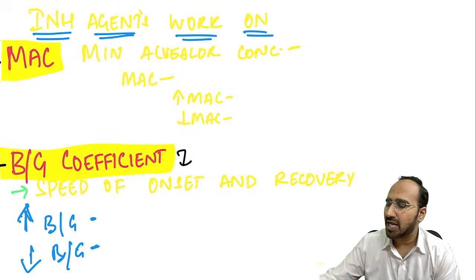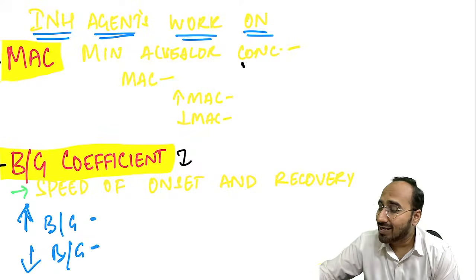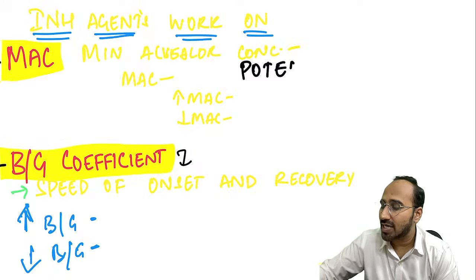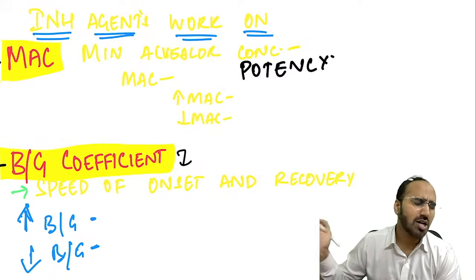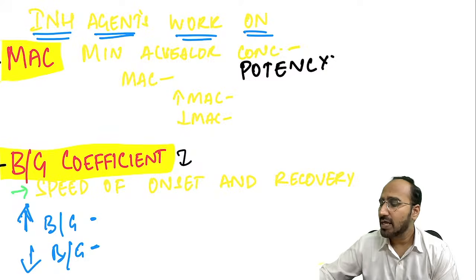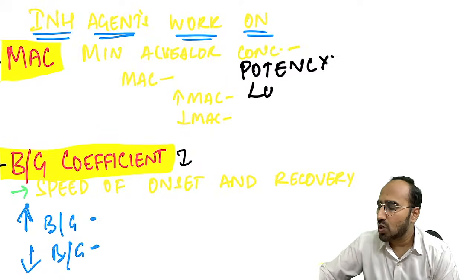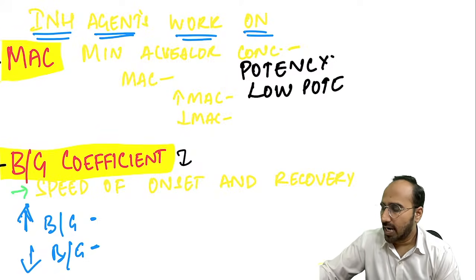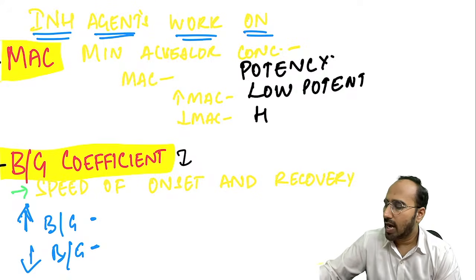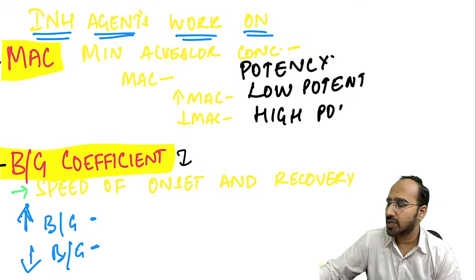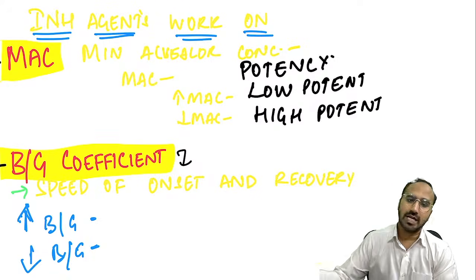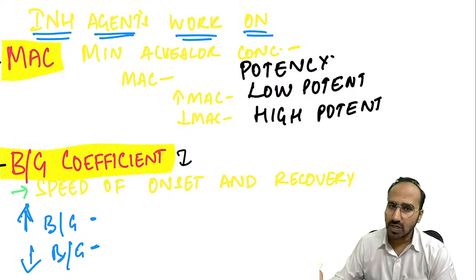MAC is nothing but minimal alveolar concentration. MAC indicates the potency of the inhalational agent. But MAC and potency are always opposite. What does it mean? High MAC equals low potent and low MAC equals high potent. Low MAC equals high potent. ये हमेशा opposite direction में जाएंगे. Low MAC यानी कि high potent.